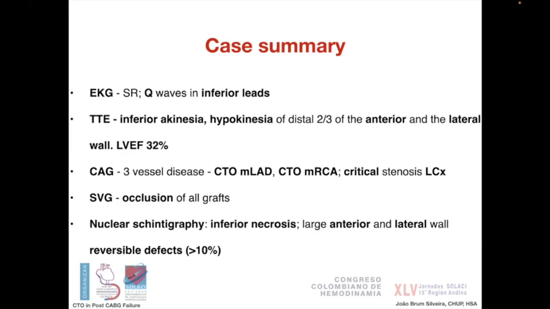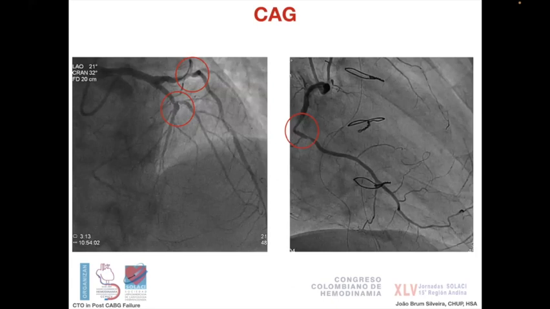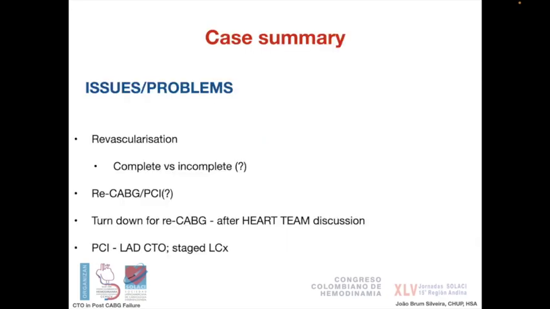We performed nuclear scintigraphy in this patient, which showed inferior necrosis and large reversible anterior and lateral wall defects, with more than 10% ischemia. This is what you have in the angiography. We have an occlusion of the mid RCA with a big epicardial channel to the LAD. You have an LAD with an ambiguous proximal cap with a trifurcation, the first diagonal and a big septal, and we also have a critical stenosis of the circumflex.